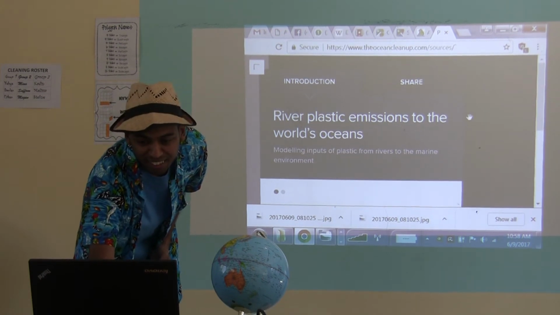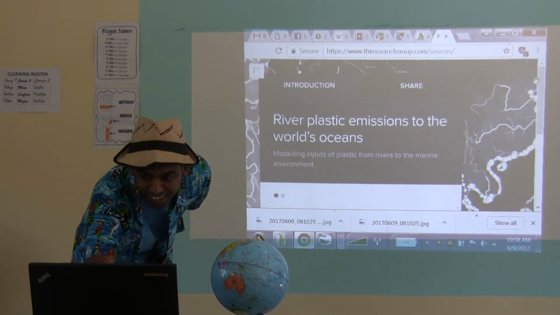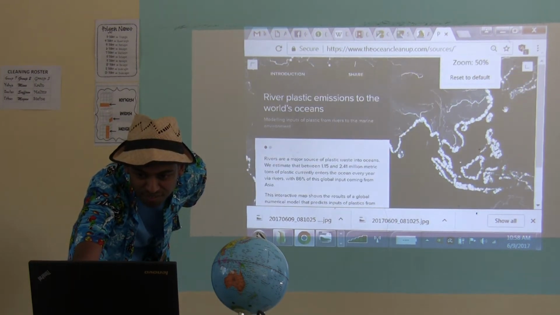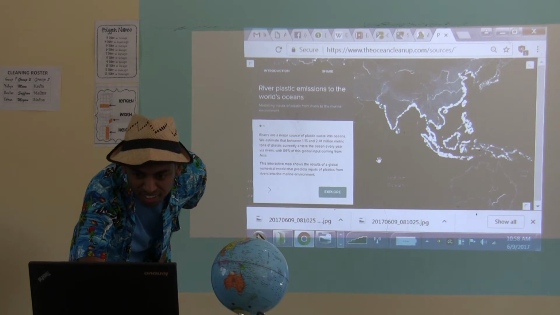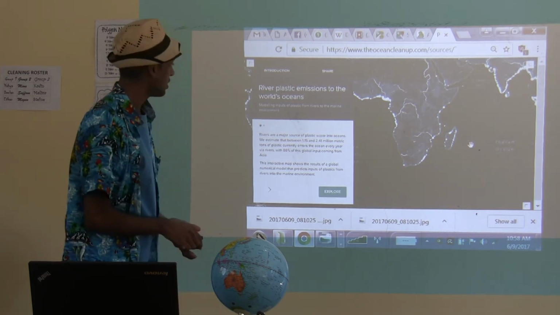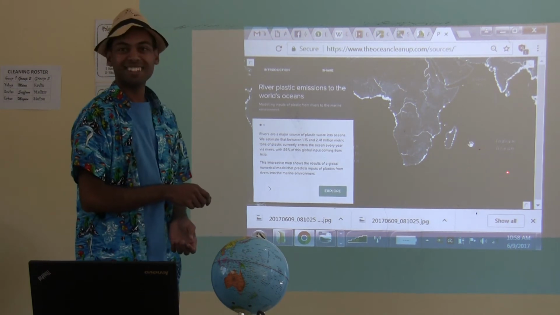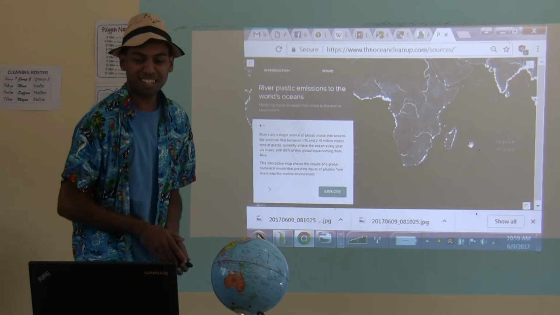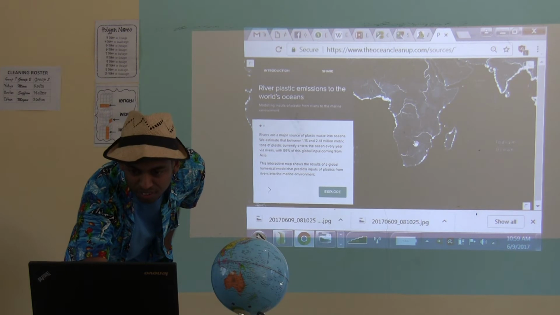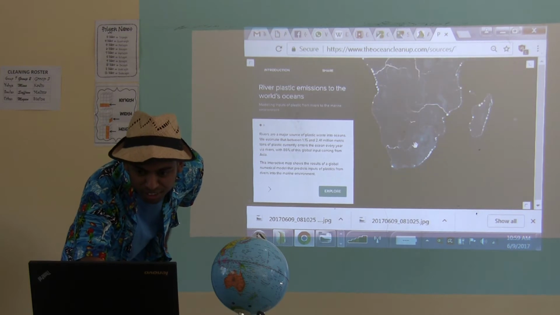You can read about it. It says modeling inputs of plastic from rivers to the marine environment. So you will be surprised to see that wherever you stay, okay, so this is the map, wherever you stay, by the way, Mauritius is there. So small, just a dot. You can't see it because it's too small. Let's try find Midrand now. Hopefully, if I know a bit of the map.